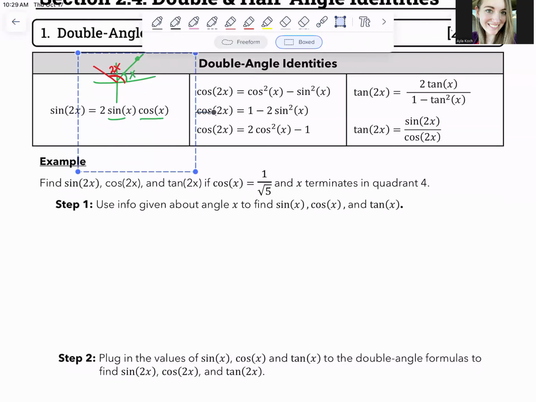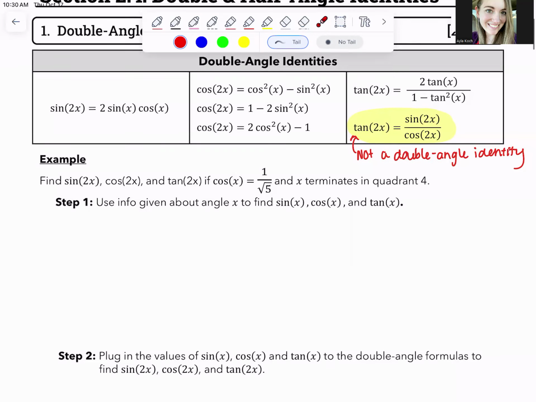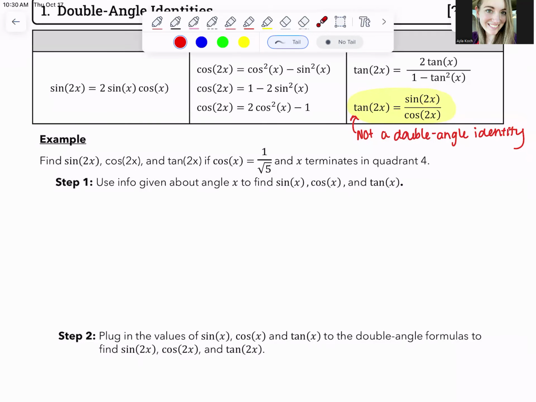I will make a quick mention that this guy right here is actually not a double angle formula. This is just a quotient identity. It's just useful, so I kept it here. Tangent is equal to sine over cosine, as long as it's of the same angle. Tangent of 2x is equal to sine of 2x over cosine of 2x.